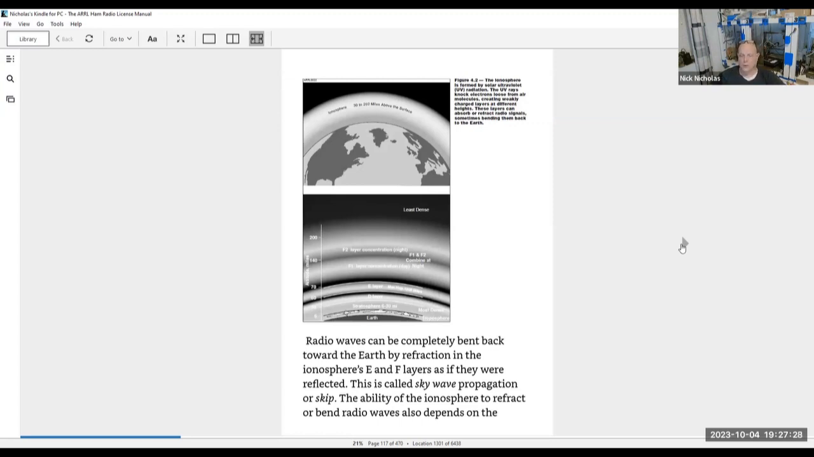Ducting occurs because of atmospheric conditions, and when it occurs, the radio signal can bounce through a portion of the lower atmosphere and travel tremendous distances, hundreds, even thousands of miles.